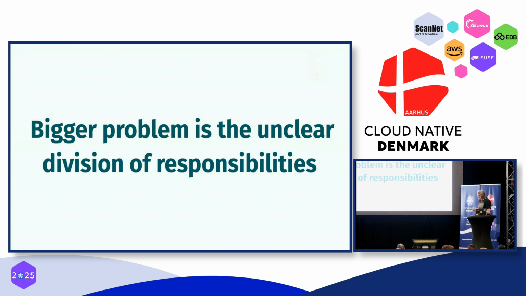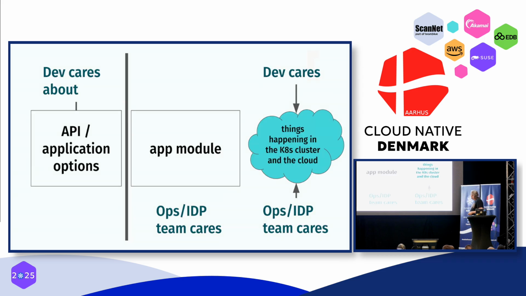My feeling is that the bigger problem is this unclear division of responsibilities. There's the API part which the developer cares about. Then there should be this clear boundary between the API, the options, and the actual app module, whatever way you want to implement it. And this is the part that the ops team or the IDP team cares about.